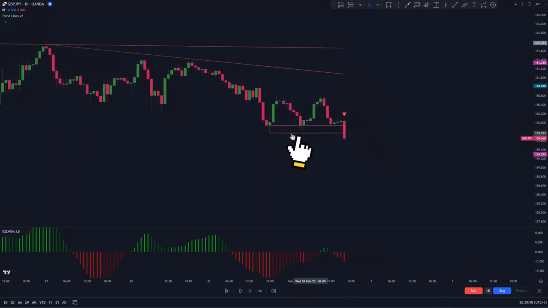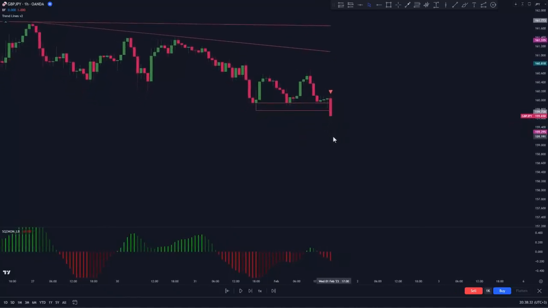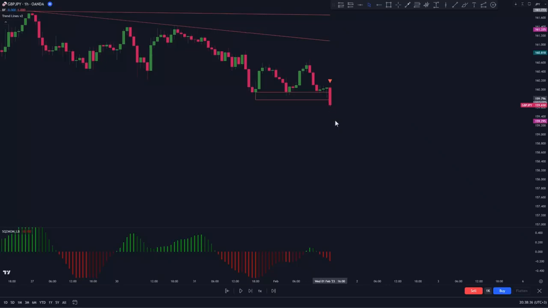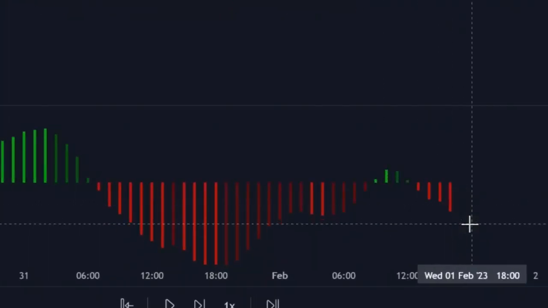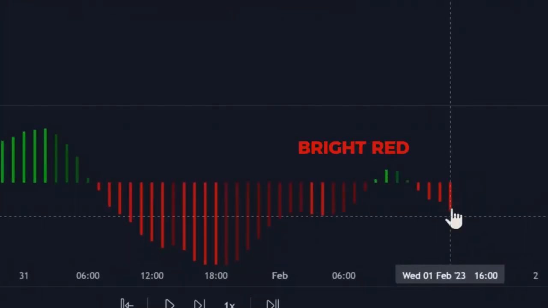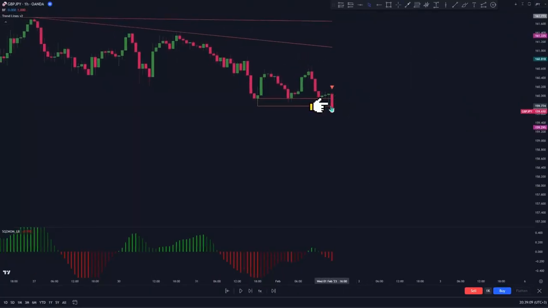This rectangle indicates a support level, and this down arrow is a confirmation that the price has broken and closed below the support level. Next, before we enter our trade, we want to make sure that there is enough bearish momentum in the market to push the price all the way to take profit. To confirm that, we just make sure that this last bar of the squeeze momentum indicator is colored bright red. All our entry conditions are met on this candle, so we're going to enter a short trade here.